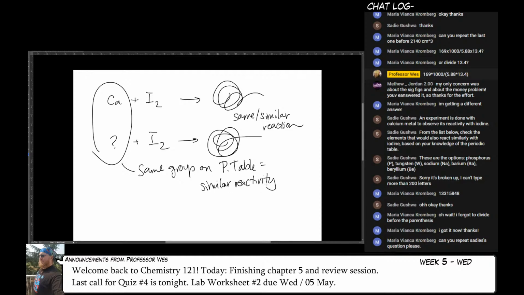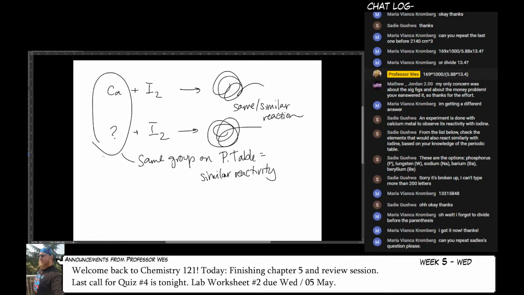If you remember the experiment where we dropped all of the metals in water, so I dropped sodium and then potassium and they all burned and exploded, that is basically this question. What elements are in the same group as calcium? Of the choices that are offered, there's phosphorus, tungsten, sodium, barium, and beryllium.